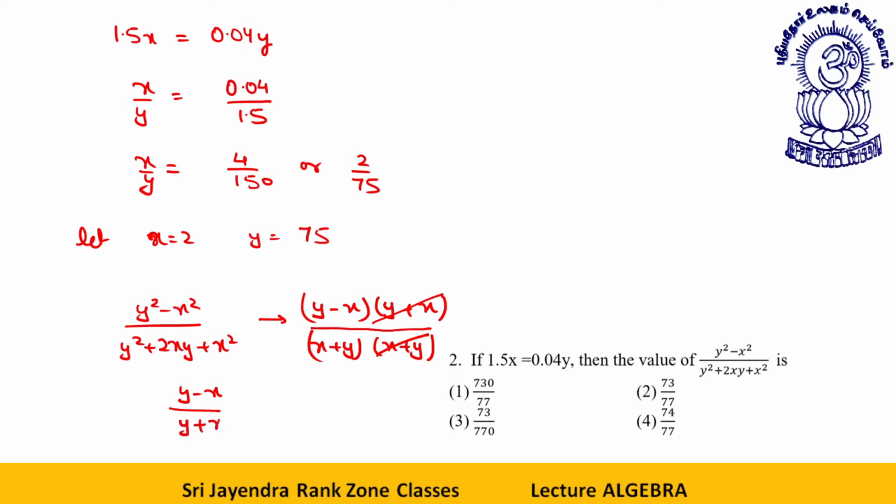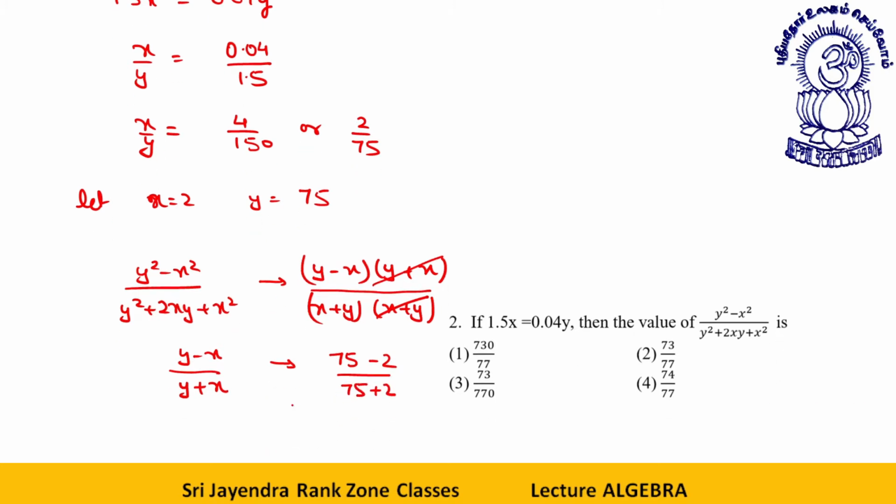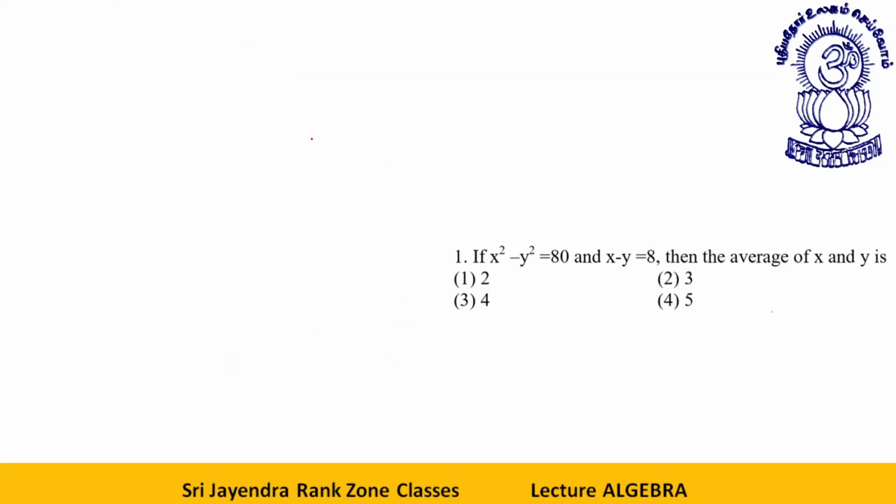Okay. Either you can put the values, better you put the values. What will happen when you put the values? y minus x will be 75 minus 2, and y plus x is 75 plus 2, that is 73 upon 77. Okay, dear students. Next one.